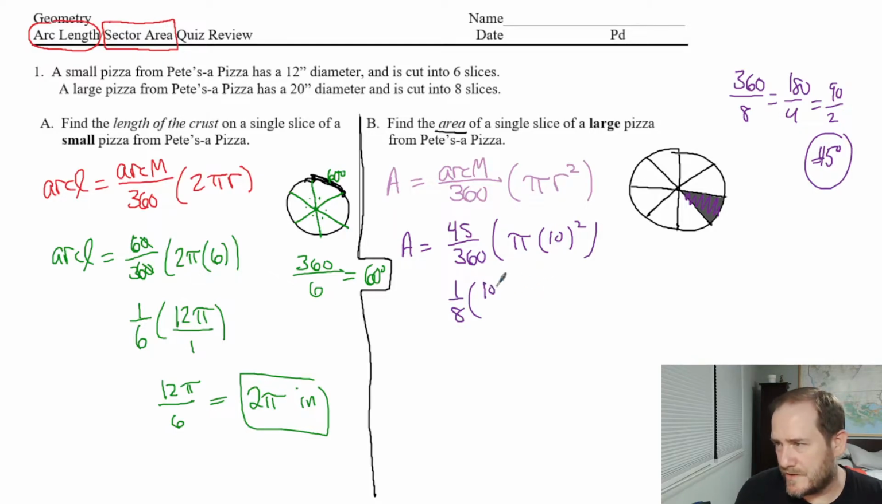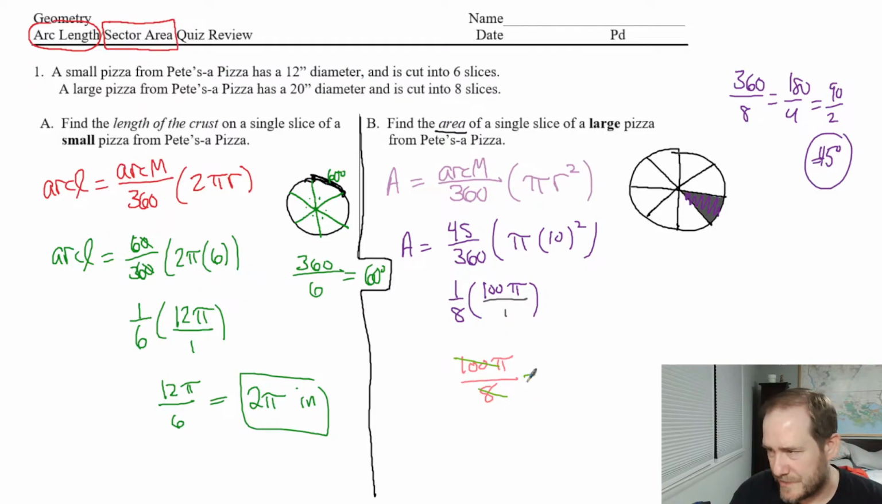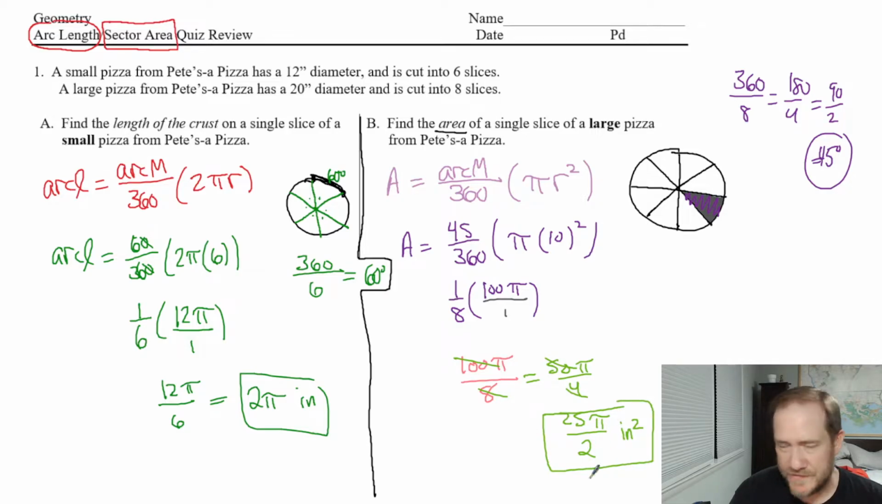10 squared is 100 times pi, so 100 pi. I still like to just put this over 1, just so I can line everything up nicely. Now, multiplying the numerators is obviously 100 pi. Multiplying the denominators is 8. Now I want to reduce, and I'm still saying that the easiest way for you guys to reduce is probably just to chop in half. Anything that's even, chop it in half. So you get 50 pi over 4. But then those are still even, so that becomes 25 pi over 2. And these are going to be square inches, because this is an area now instead of an arc length.